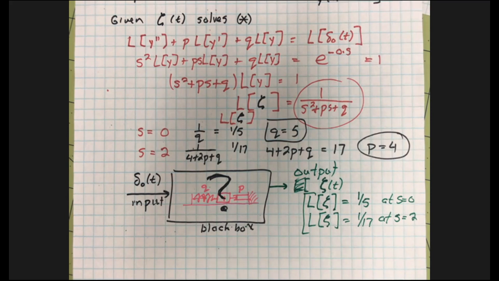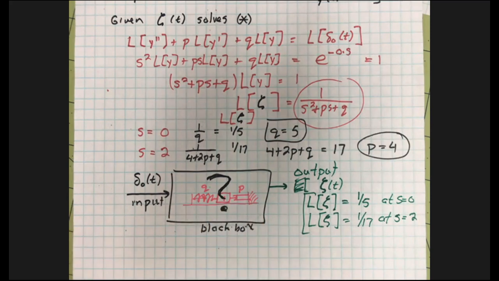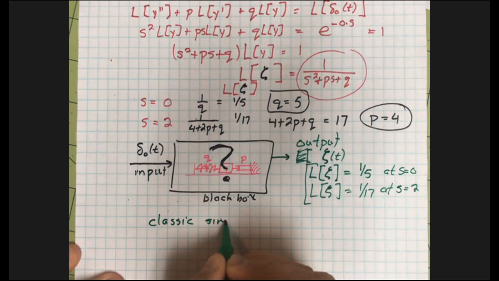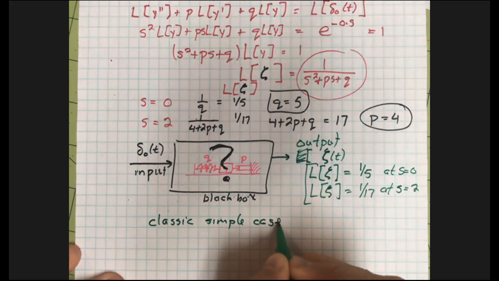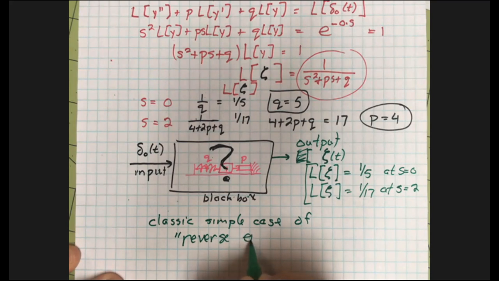Now this could be a damped harmonic oscillator, this could be an electrical circuit, this could be a vibration in a beam. Anything that would be governed by the classical damped harmonic oscillator. You could be tapping it with a hammer, you could be throwing some voltage spike at it, you could be loading it with a mass. I mean, all those words that you guys know way better than I. But this is a classic simple case of what people commonly call reverse engineering something.